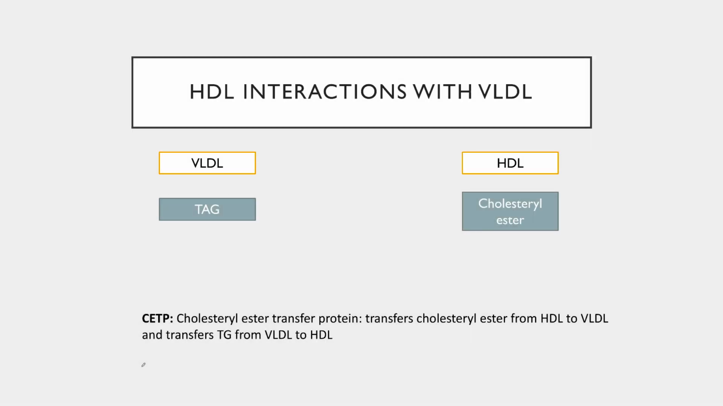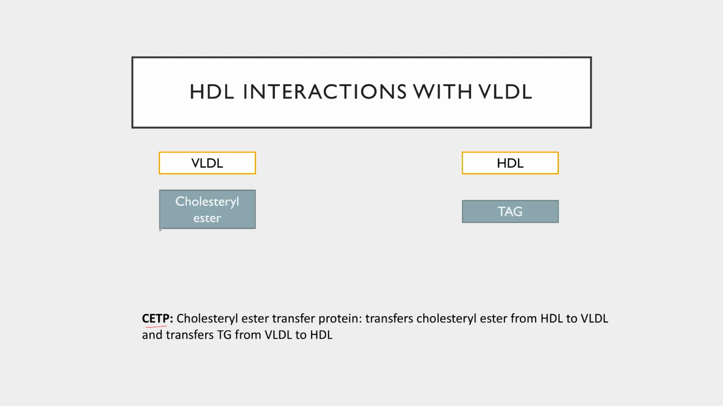The other interaction to be aware of that HDL has with VLDL is through the enzyme CETP, or cholesterol ester transfer protein. And this enzyme transfers cholesterol ester from HDL in exchange for triacylglycerols from VLDL. This exchange allows for the redistribution of lipids between the two particles during circulation.